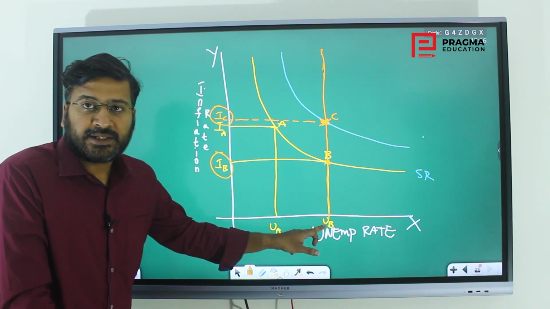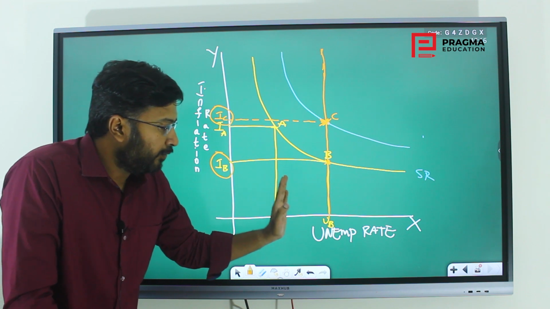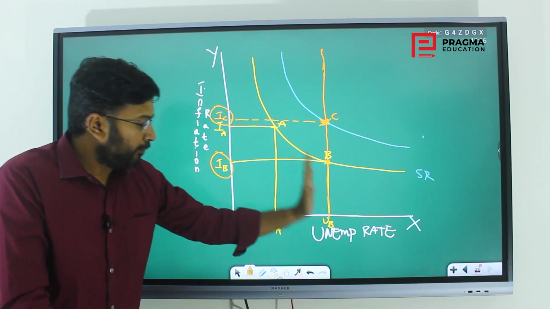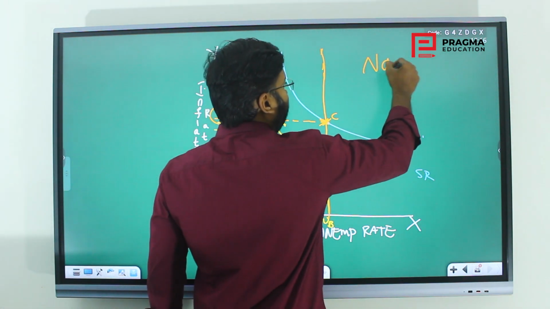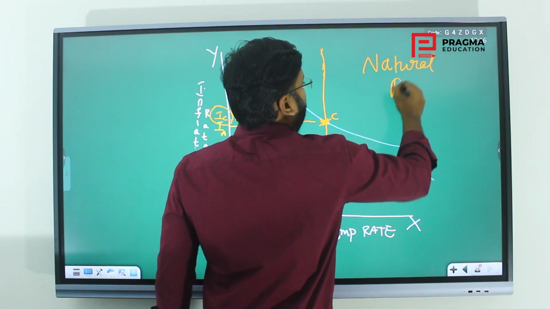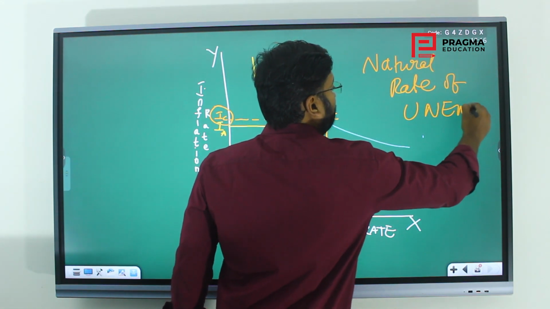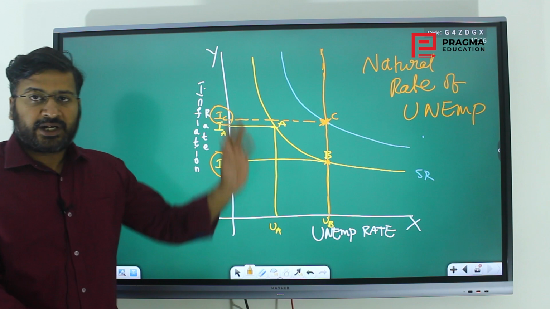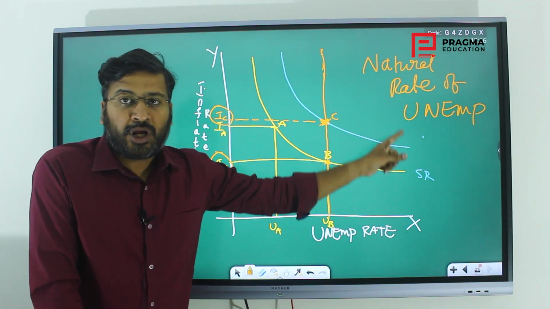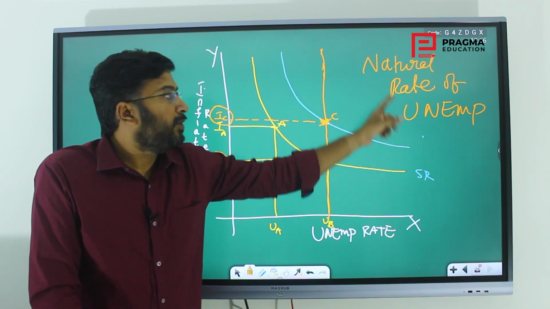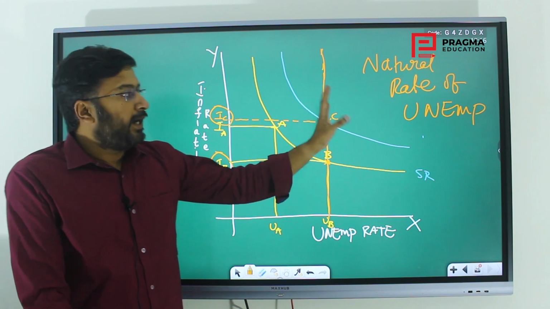But the unemployment rate is the same. It will come back to the same unemployment rate, which is at full potential. What is it called? The natural rate of unemployment. When the economy is working at its full potential, as we have seen in the equilibrium state concept, the unemployment rate existing at that equilibrium state is the natural rate of unemployment. That is the natural rate.